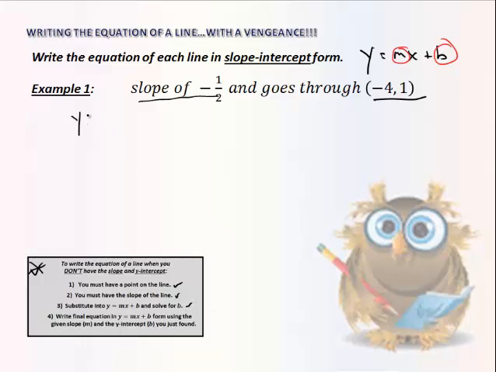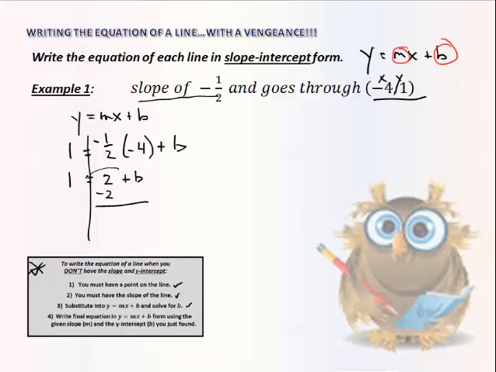Okay, so we'll write y equals mx plus b. Now I have the slope as negative 1/2, so I'm going to put that in for m. And then I have this point, which is an x and a y, so I'm going to substitute negative 4 in for x, plus b because I don't have the b, and 1 in for y. And then I'm just going to solve this equation to find what my b is. So I have 1 equals negative 1/2 times negative 4, which is positive 2, since 1/2 of 4 is 2, plus b. Then I'll solve this for b by subtracting 2 from both sides, and that gives me negative 1 equals b.